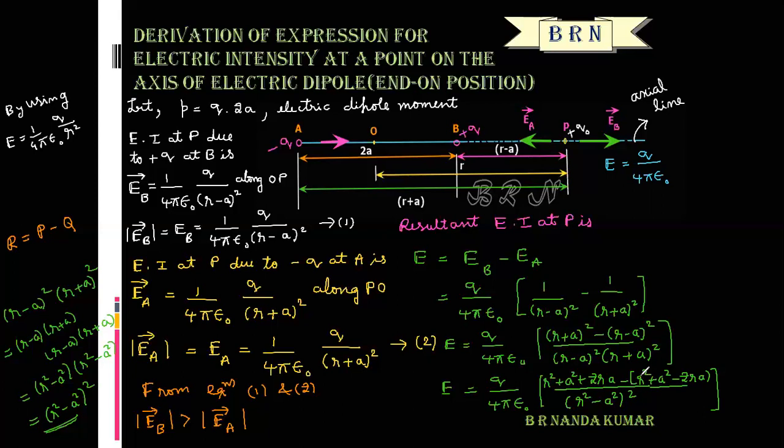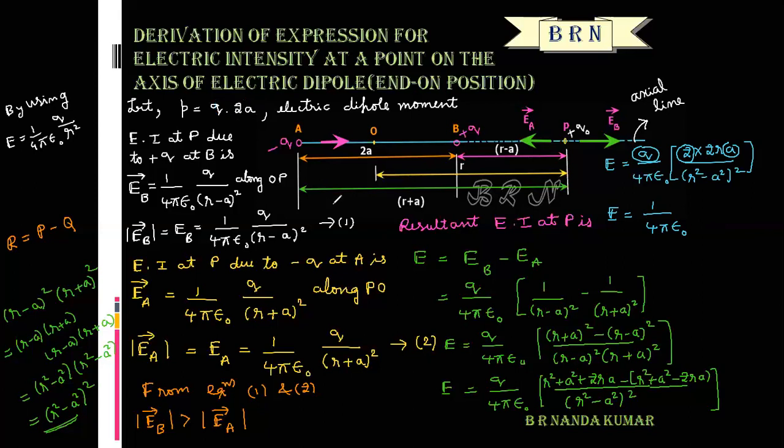So r square minus r square, plus r square minus a square plus a square get cancelled. So remaining is 2ra plus 2ra. So that can be written in the form of 2 into 2ra divided by (r square minus a square) whole square. So E is equal to 1 divided by 4 pi epsilon naught, Q into 2 into a. So Q into 2a, what is this?